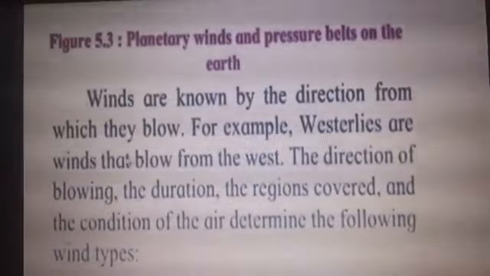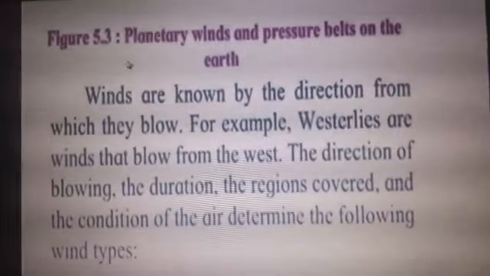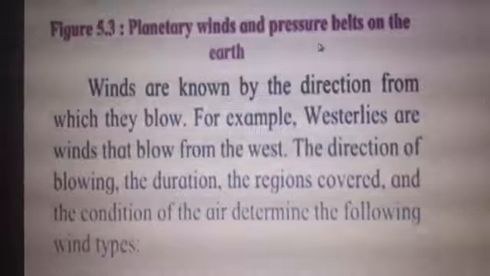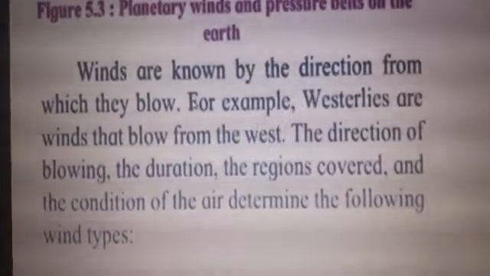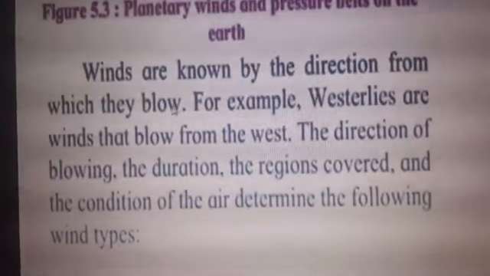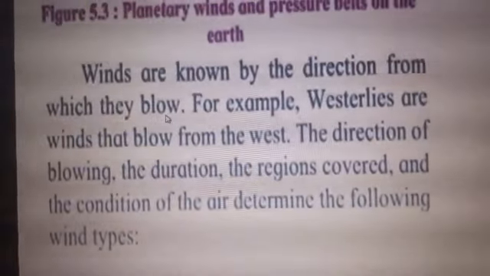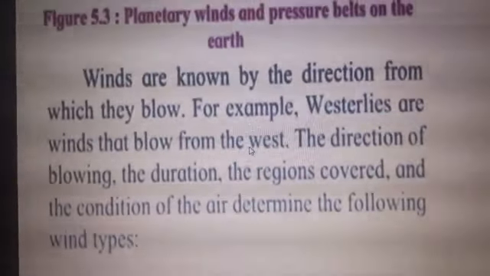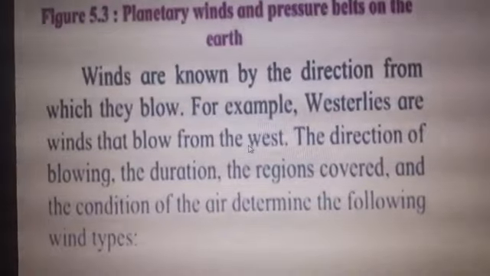Just now we have observed figure 5.3, that is planetary winds and the pressure belts on the earth's surface. Now let us continue. Winds are known by the direction from which they blow. We have seen easterlies, westerlies and the polar winds. So these winds are given the name by the direction from where they are blowing. For example, westerlies are winds that blow from the west. So these winds which are blowing from the western direction are called westerlies.